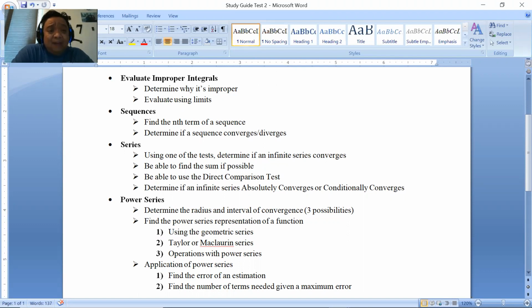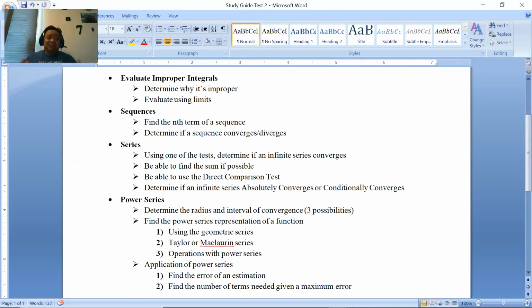We evaluated improper integrals, right? So on your test, they're all going to be improper, right? It will actually say that on the directions. Evaluate each improper integral. So the first thing you need to do is obviously determine why it's improper, right? So you have to figure out what makes the integral improper, and then based off of that, you evaluate it using the limits, right? So using the limit method, you should be able to evaluate the improper integral if the limit exists, right?